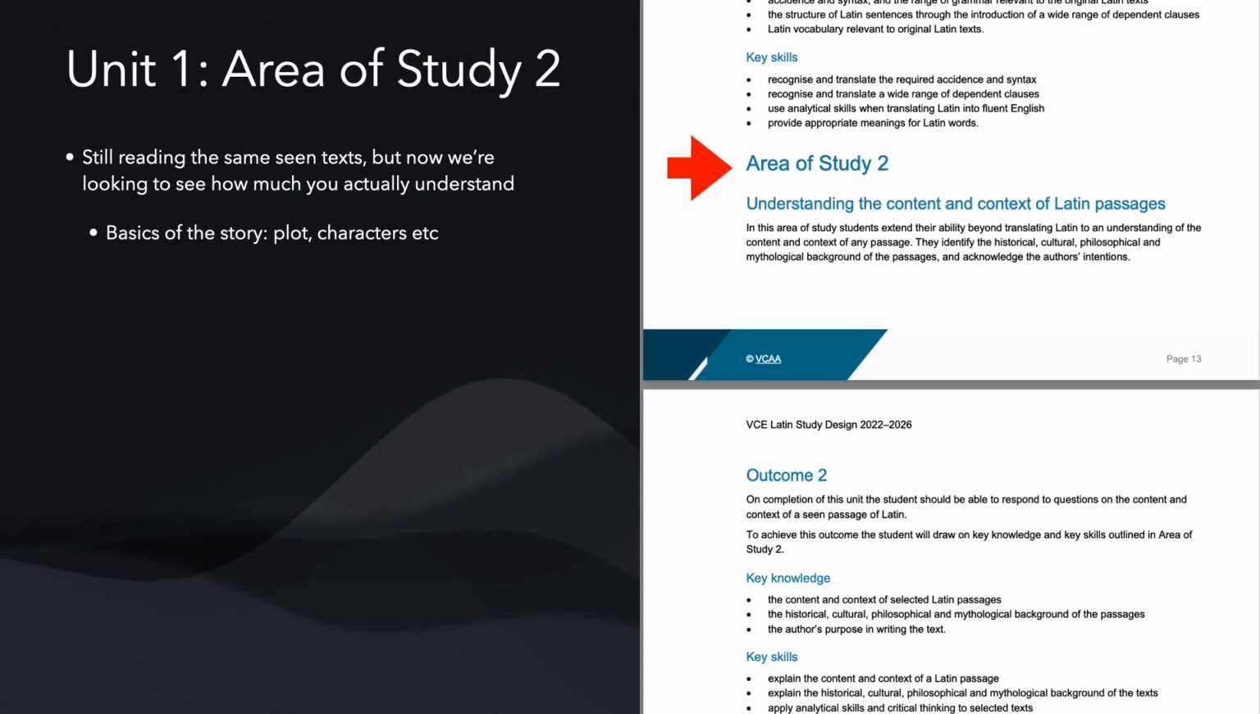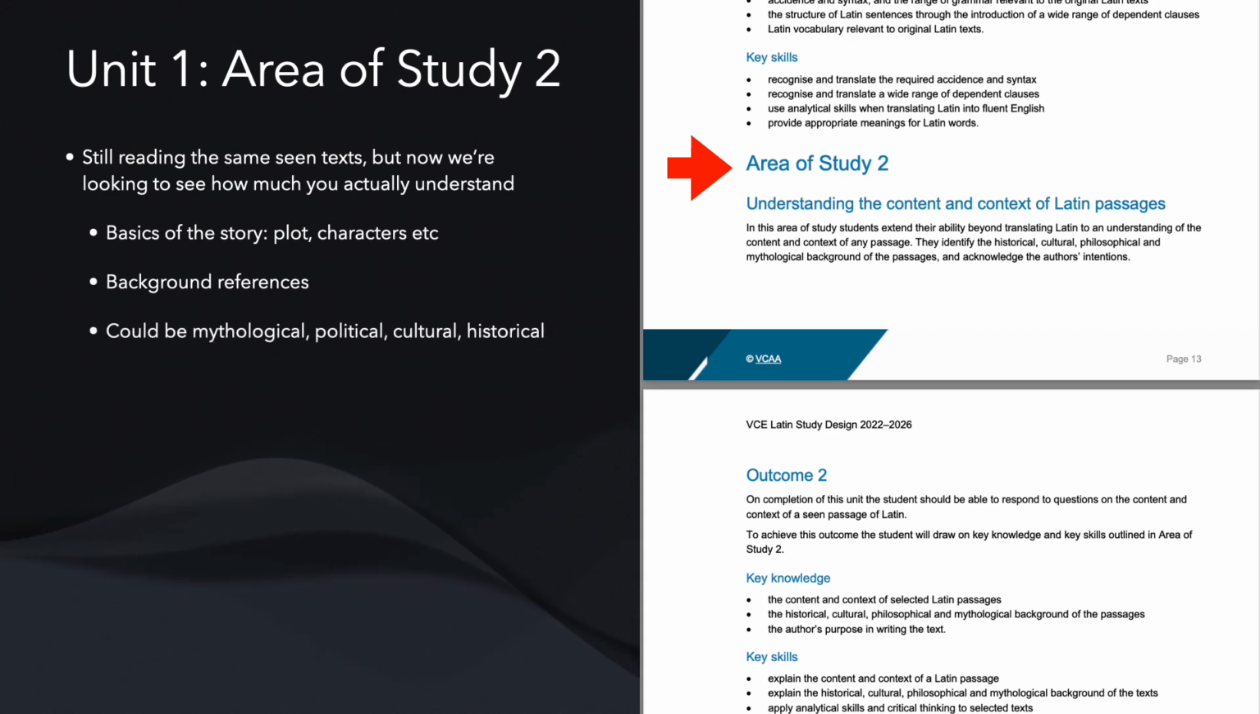The first is just the basics of the story: plot, characters, who's doing what, who's this person, etc. But then there are all those background references, and they could be mythological or political or cultural or historical. So I'll give you an example. If we have a pretty simple sentence like "the young men blocked the Tribune in the Forum," that's a pretty easy sentence to translate. But let's understand the background references.